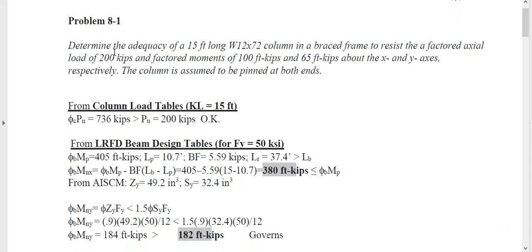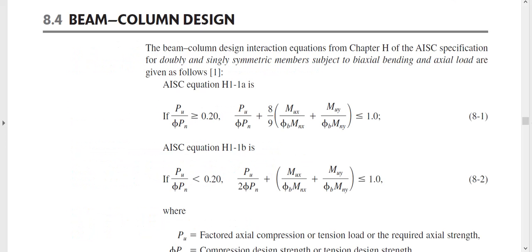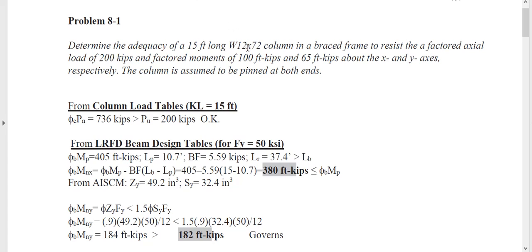Pu is known. If I go to the book, the column equation, this is the design equation. First we have to choose whether we need this equation or this equation. How to find it? We need to find the ratio Pu over phi Pn. Pu is given, 200. What is phi Pn? The capacity of this section using no moment. So we need to find KL. KL is 15 because both ends are pinned.